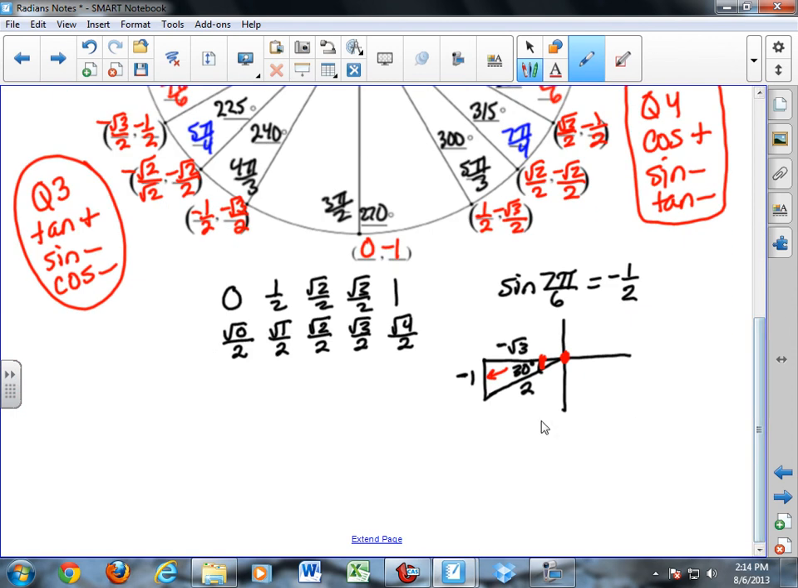I didn't use a unit circle here. I didn't use that the radius of 1. I could have divided everything by 2, and then I would have had a unit circle. Negative square root of 3 over 2 is my x value, that's cosine. Negative 1/2 is my y value, and that's sine.